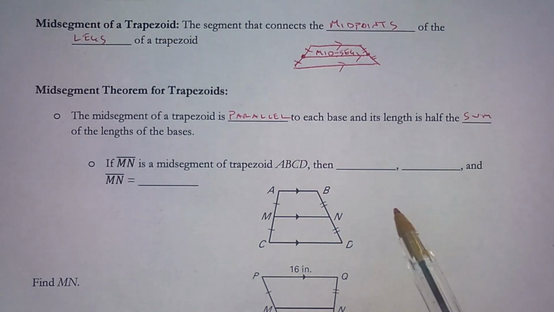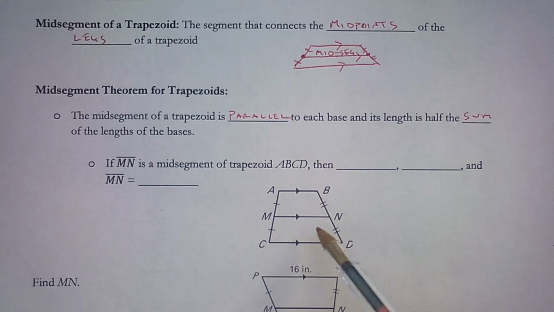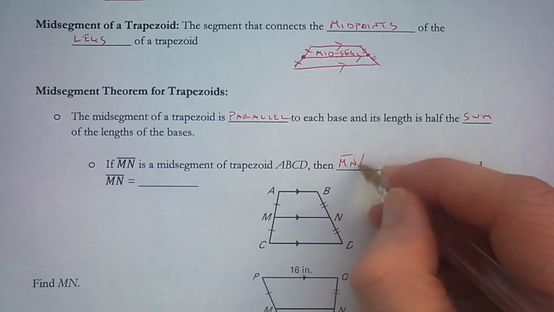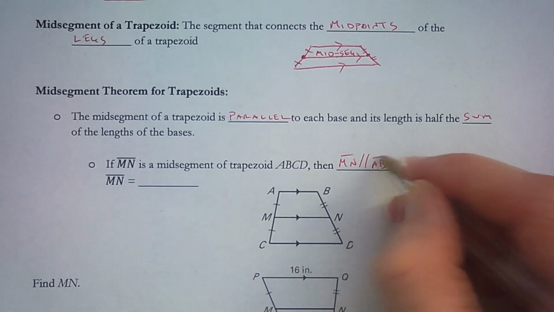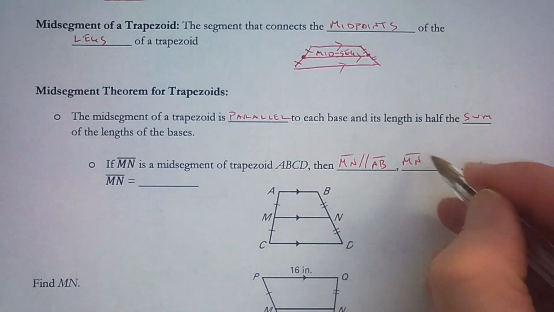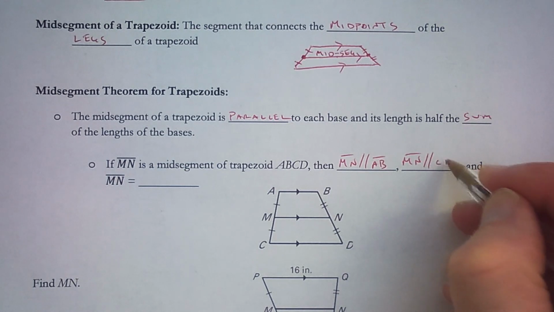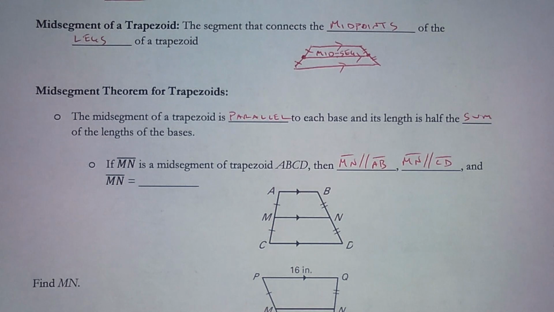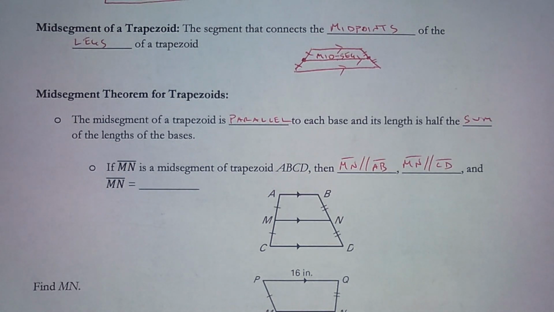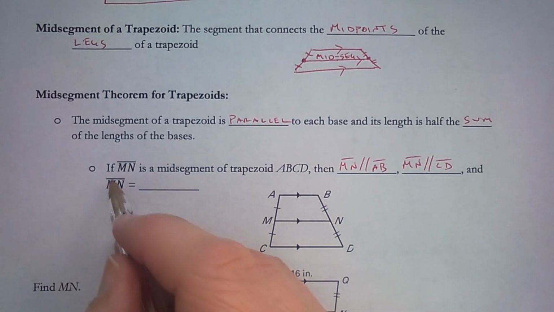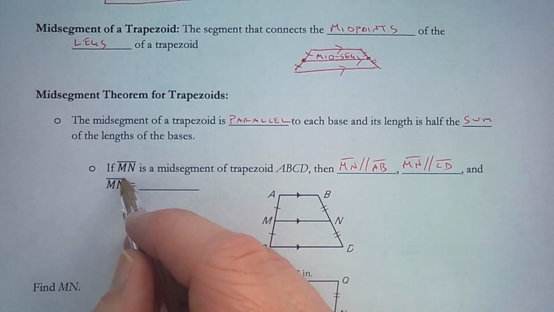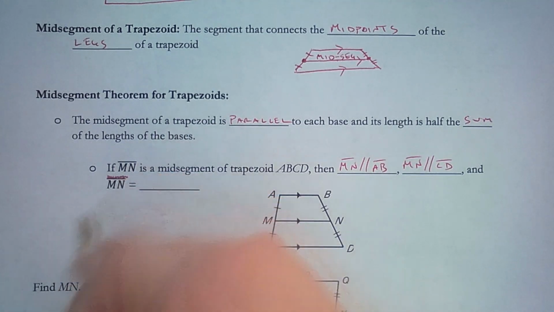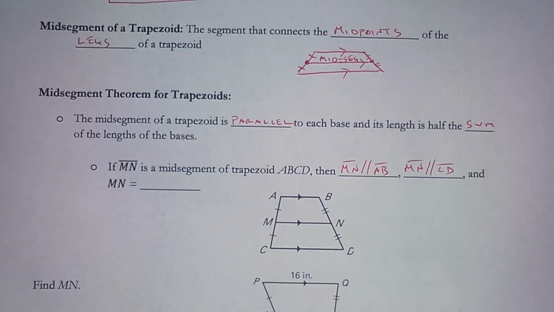So if segment MN is a midsegment of trapezoid ABCD, then segment MN is parallel to segment AB, and segment MN is parallel to segment CD. So all three of these are parallel to each other. And the length of segment MN, and this really shouldn't have anything over the top of it, so we'll just pretend that's not there. In fact, I'm going to white that out. So there it is, whited out.